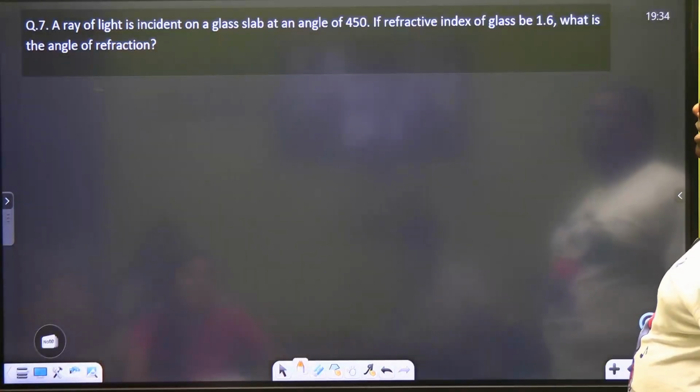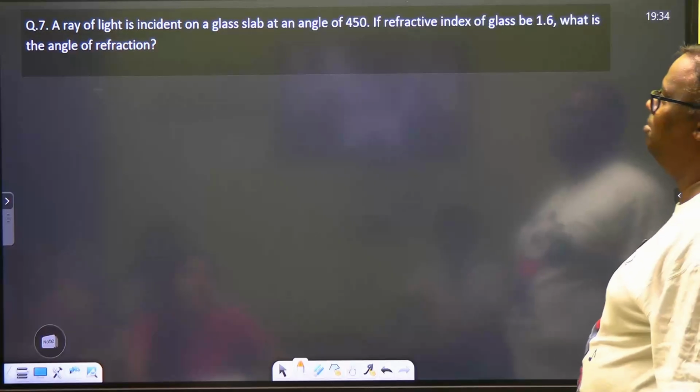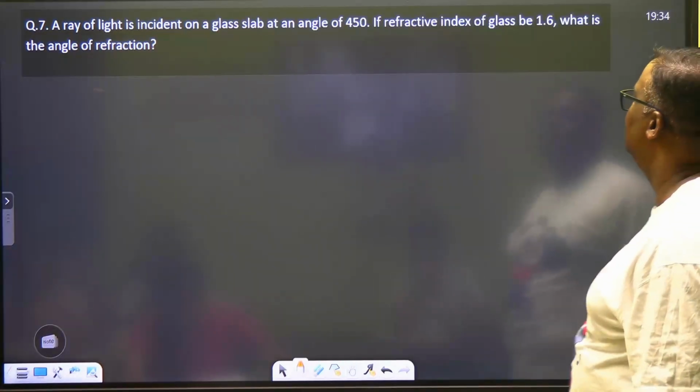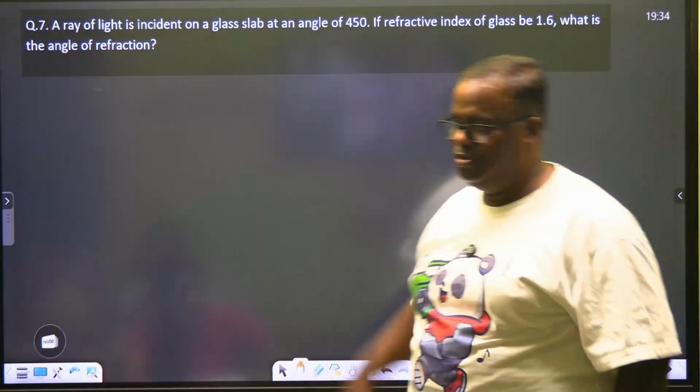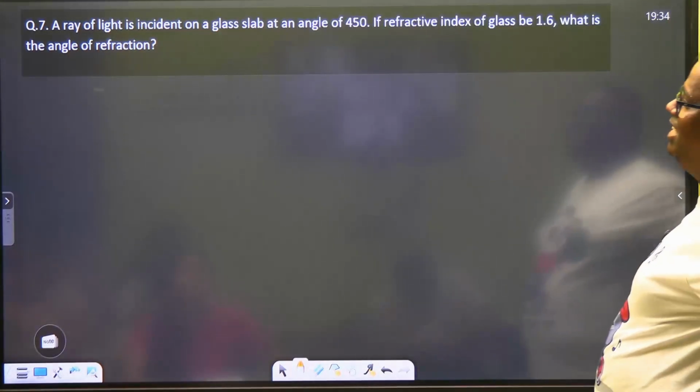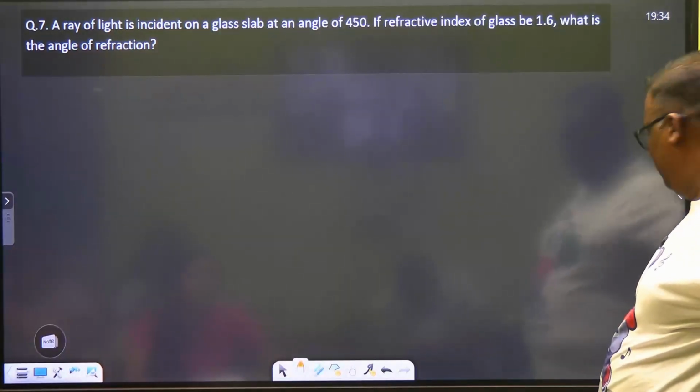A ray of light is incident on a glass slab at an angle of 45 degrees. If the refractive index of glass is 1.6, these are all degrees, okay? 450 cannot be an angle. 360 is the maximum. Will you be able to do this? Not an issue? Okay.